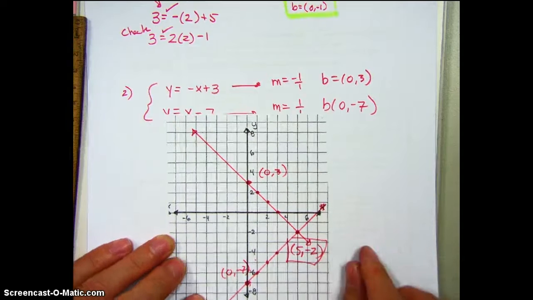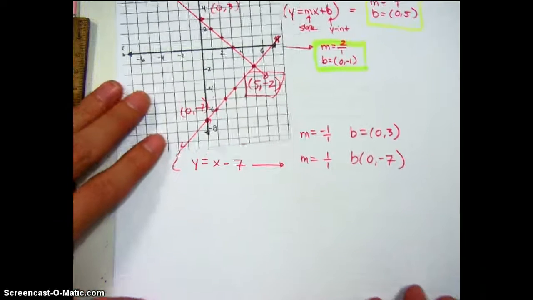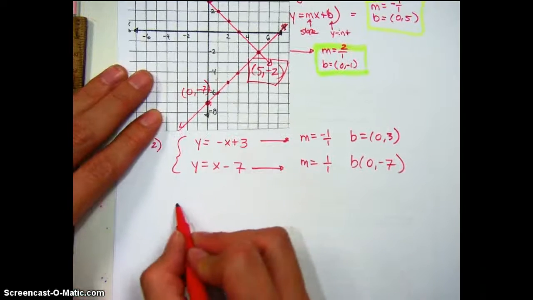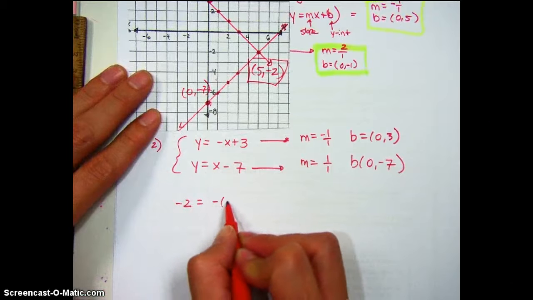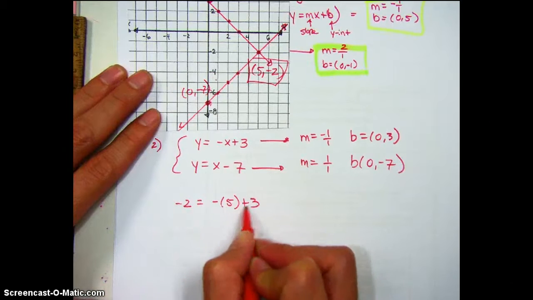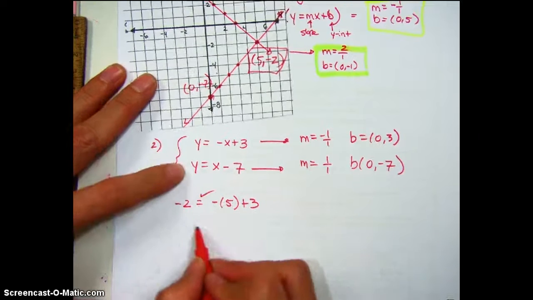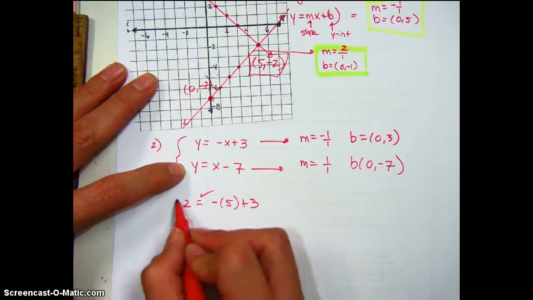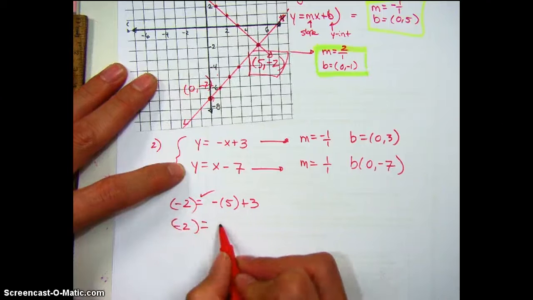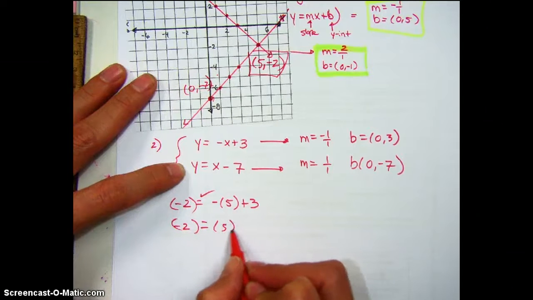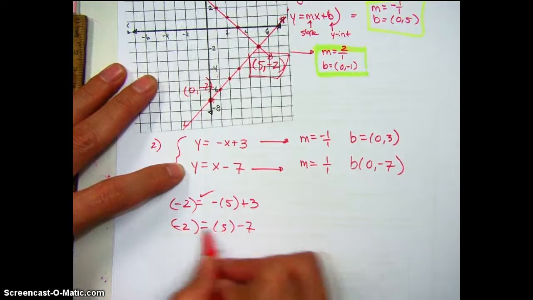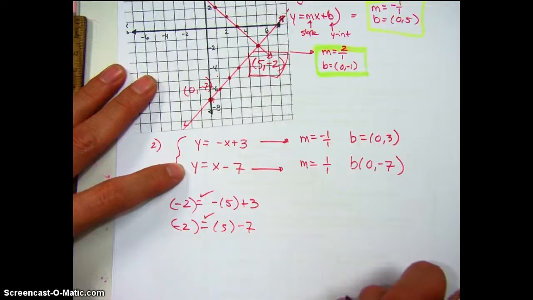So that's my answer, and I could double check my work by coming back over here and seeing, will that work? Negative 2 is my y, 5 is my x. Let's see if this works. Negative 5 plus 3 gives me negative 2. Yes. Let's check the second one. Negative 2, does that equal 5 minus 7? 5 minus 7 gives me negative 2. Aha, so that works for both.